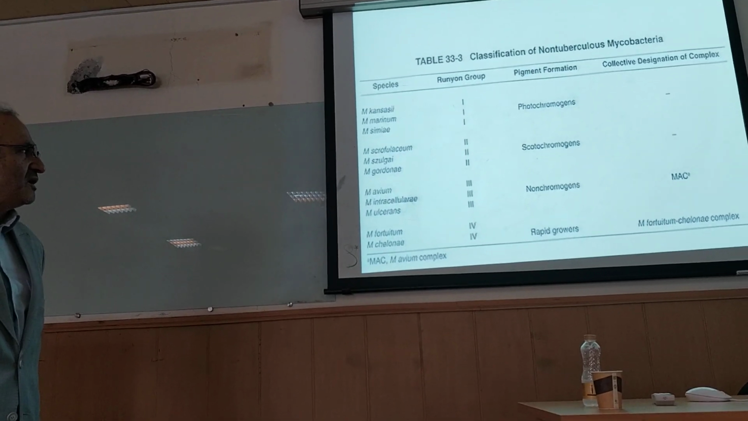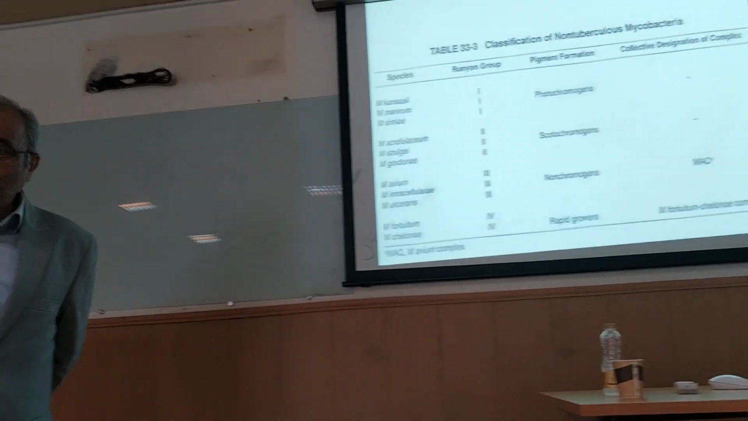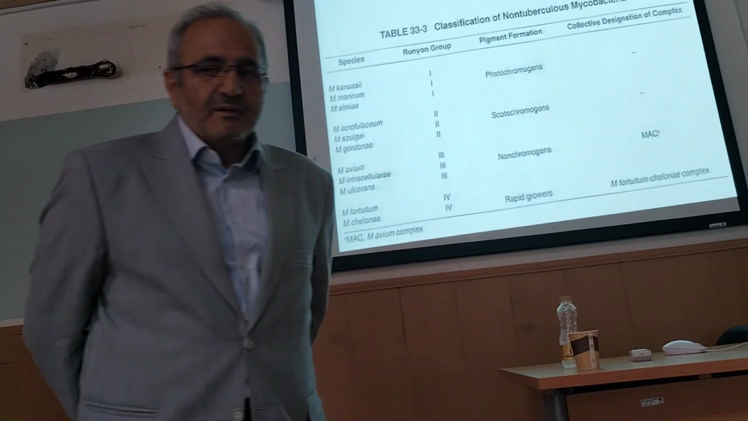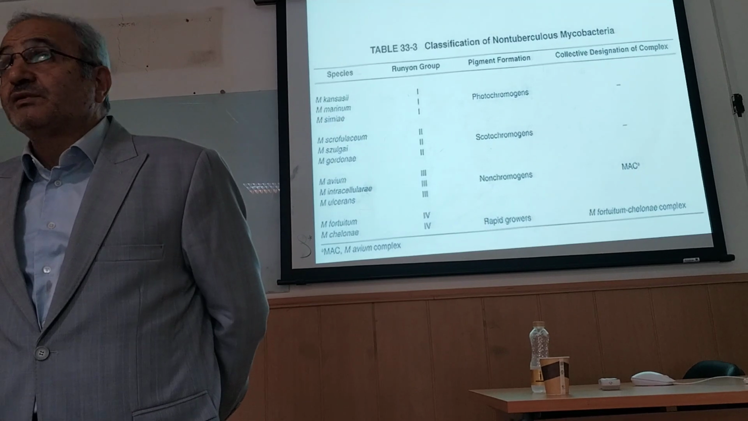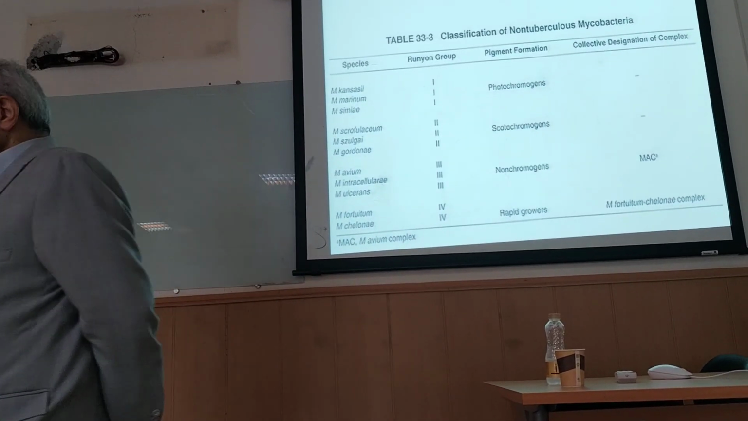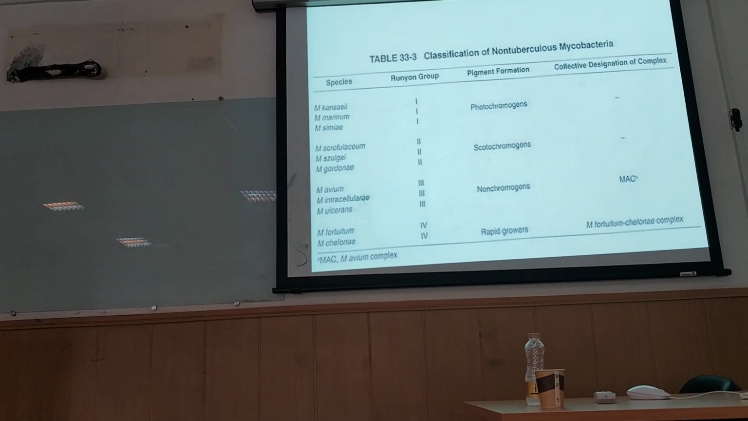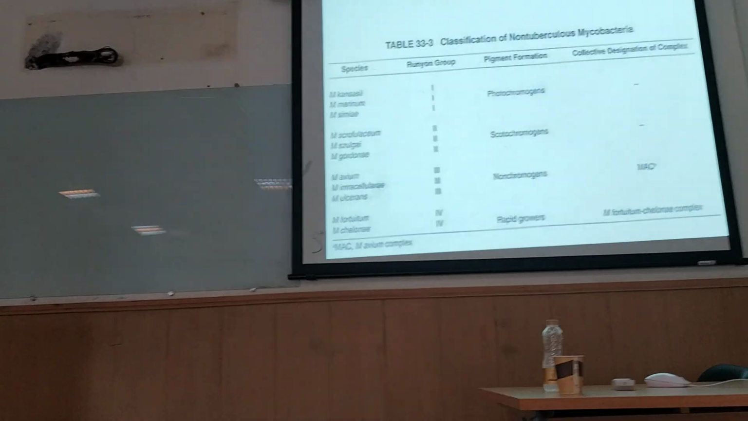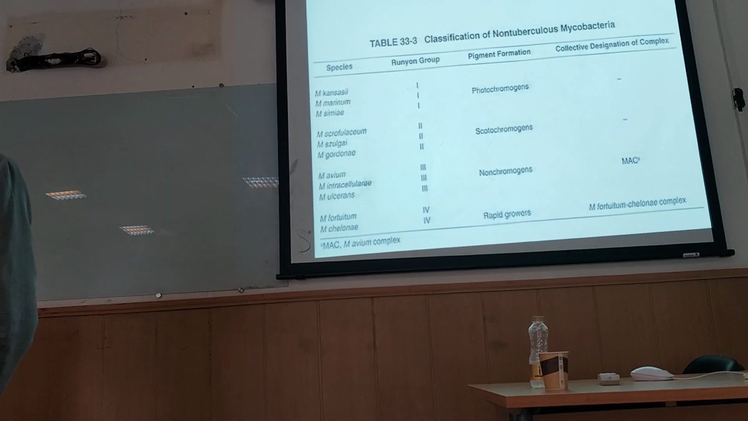Chromosomes, third one non-chromosomes, and the last one rapid growers. The first one produces colorful pigments, but they do not show their pigments unless you expose them to light for 2 hours. What you should do is to incubate them for 3 weeks, 4 weeks, and then remove it from the incubator and check whether the colonies are colorful or pigmented or not.